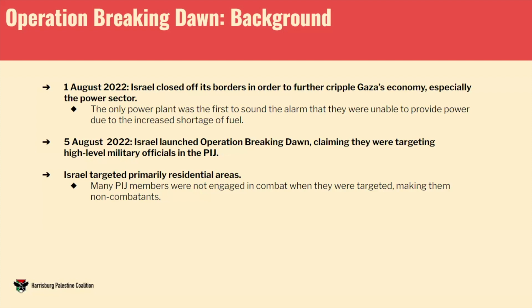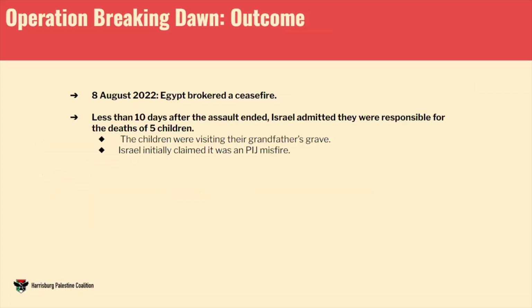The outcome of this, on the 8th of August, Egypt brokered a ceasefire. And less than 10 days after the assault ended, Israel admitted that they were responsible for the deaths of 5 children. They initially tried to claim it was a PIJ misfire, kind of like how, in the beginning of the current genocide, they tried to say that Hamas misfired and accidentally hit their own hospital. Turned out that wasn't true, was it? They've now since bombed every hospital in Gaza.